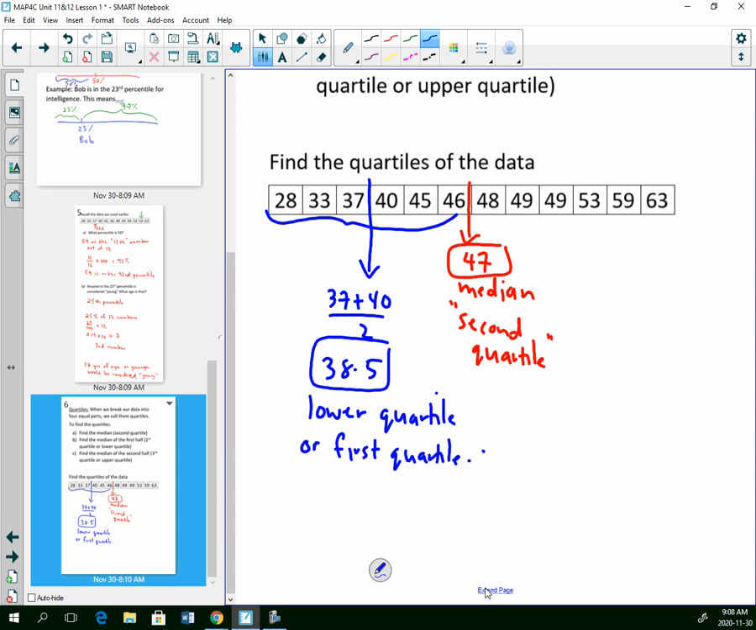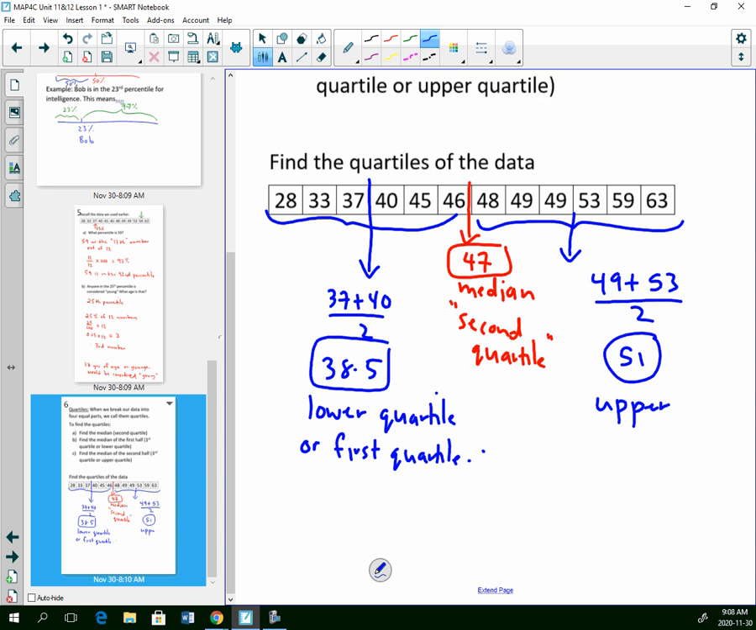And then we do the same at the other end. So we went halfway between these two. So 49 plus 53 divided by 2 is 51. And this is the upper quartile, right? It's the quartile in the upper half of the numbers, or sometimes we call it the third quartile. Okay, so that's all you're doing for quartiles.